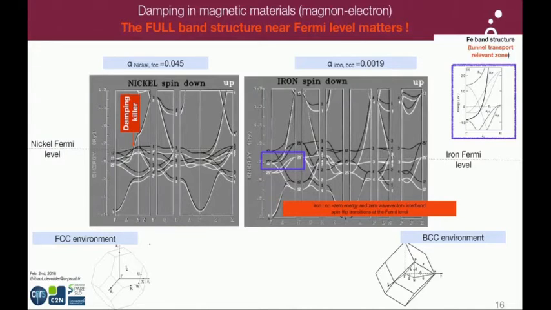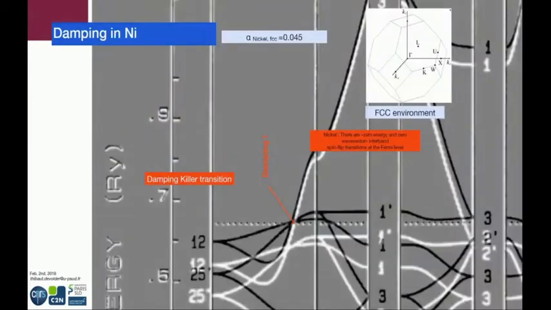While if you compare it to nickel, which is not BCC but FCC, if you look especially here, and I'm going to zoom on this point of the Fermi surface, this is the Fermi level. What you can see is that there's a spin-up band and a spin-down band, the black and white bands, that cross at the Fermi level.